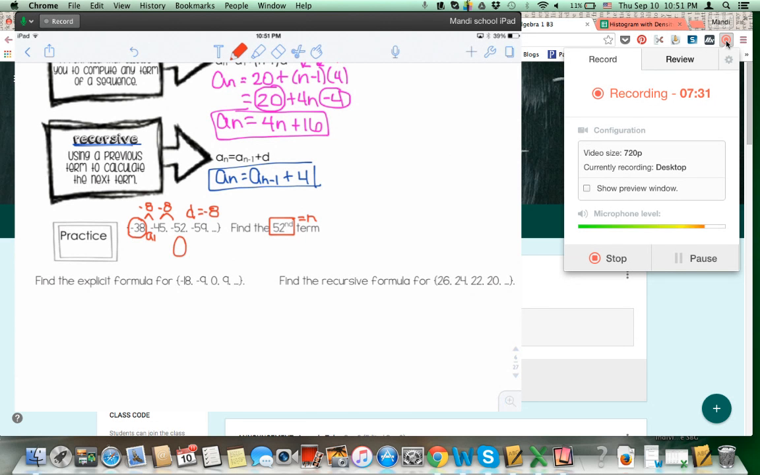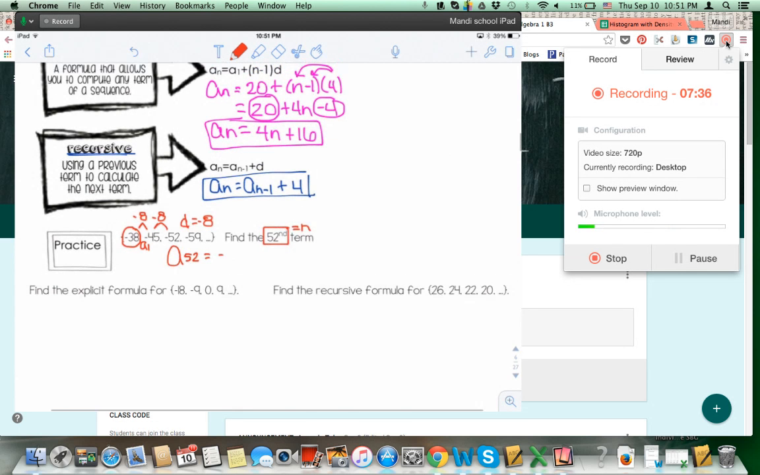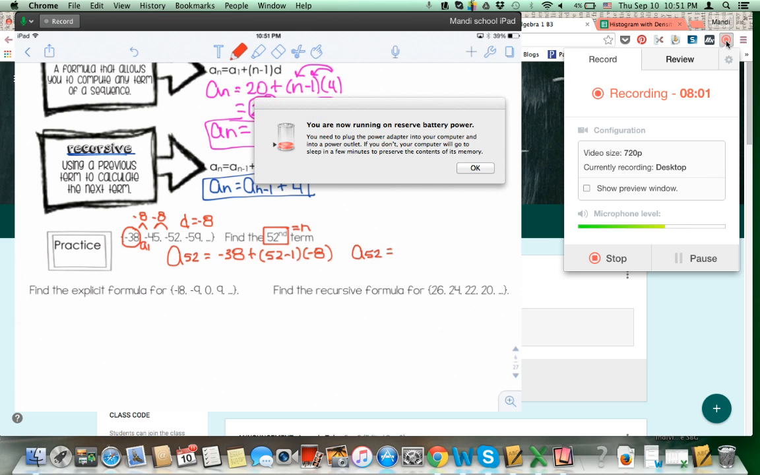So a sub 52 is our first term, negative 38, plus n, which is 52, minus 1, times the common difference of negative 8. Now at this point in time, I'm just going to plug that whole string of stuff into my calculator using the parentheses exactly like I see them. And I get a sub 52 is going to give me negative 446. So if they don't ask for the formula, you can just substitute everything directly in.